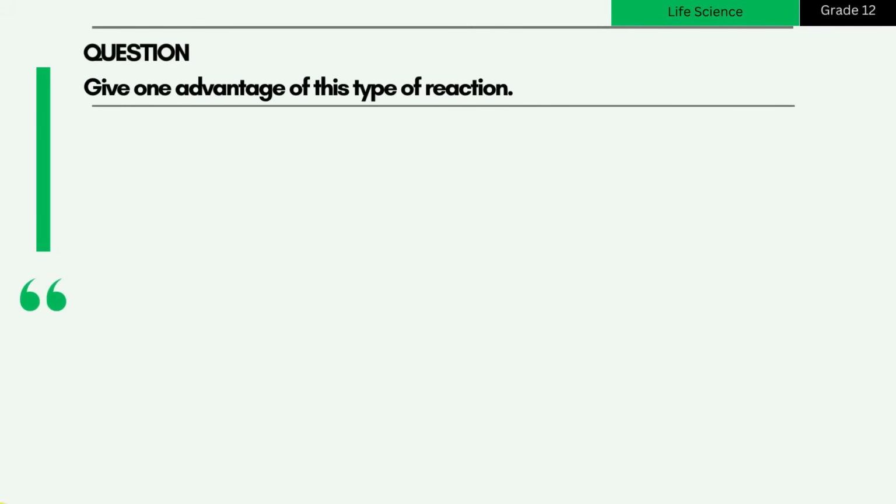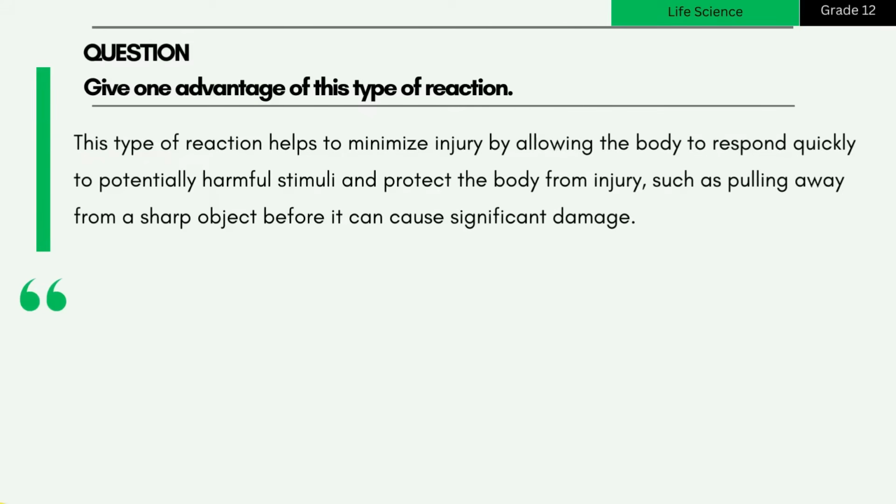Question. Give one advantage of this type of reaction. This type of reaction helps to minimize injury by allowing the body to respond quickly to potentially harmful stimuli and protect the body from injury, such as pulling away from a sharp object before it can cause significant damage.